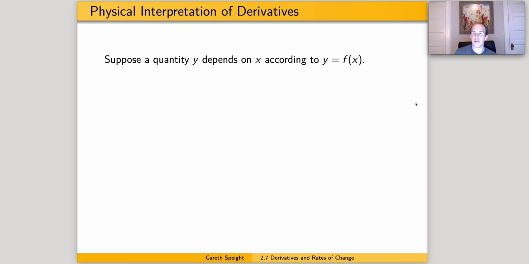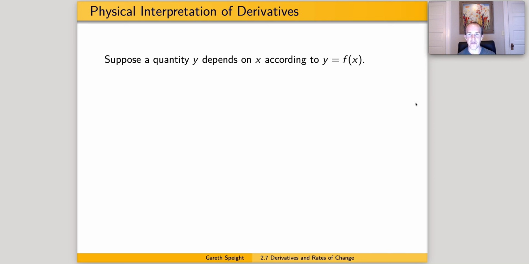Okay, what about physical interpretation? So we already said, these two particular examples we looked at, it's finding the slope of a curve, it's finding the instantaneous velocity of a particle. What about, more generally? So this is going to be a little bit vague because I'm trying to have something that applies to many different situations. So let's suppose we have some quantity y, which depends on some other quantity x according to the equation y equals f of x. So, there is an input, there is some output.